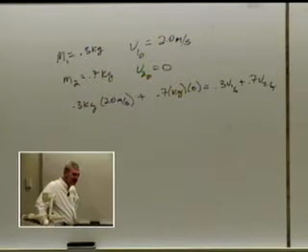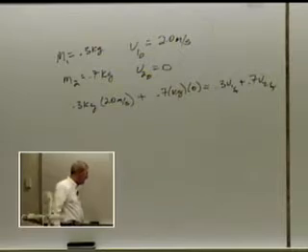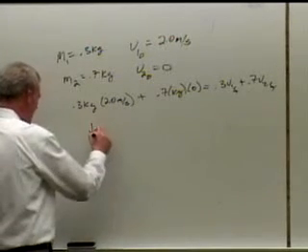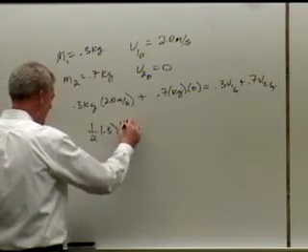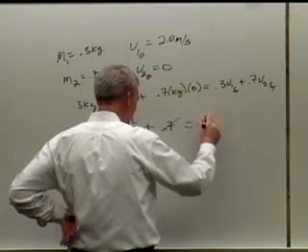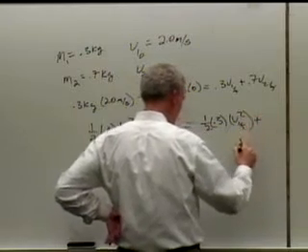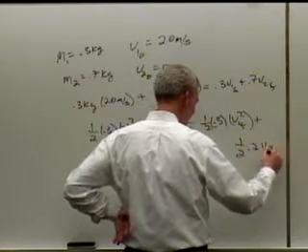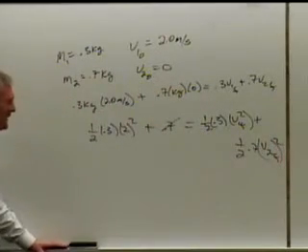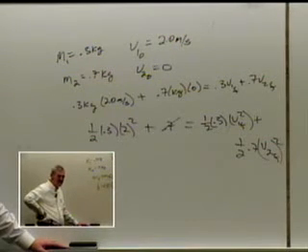Elastic collision means what? Kinetic energies are equal, right? So I could throw in this: 1/2 times 0.3 times 2 squared plus 0.7 times 0, equals 1/2 times 0.3 times V1 final squared plus 1/2 times 0.7 times V2 final squared. Now I've got 2 equations, 2 unknowns. Is the algebra beyond ugly? Yes. And we can use the kinetic energy equation because it's conserved. That's the big difference, because it's an elastic collision.